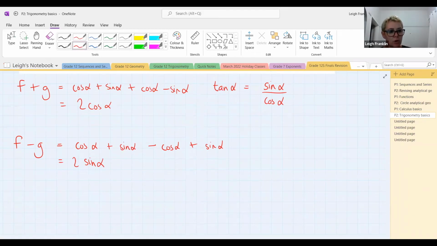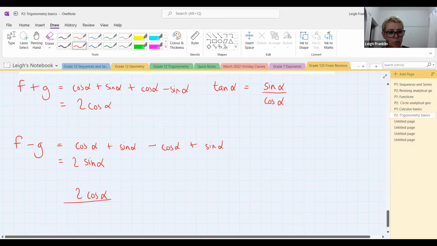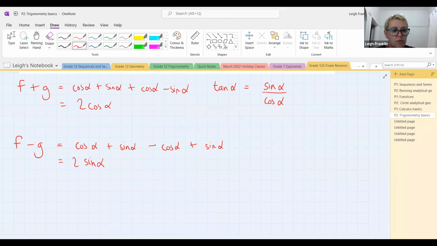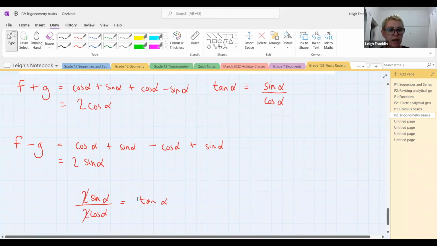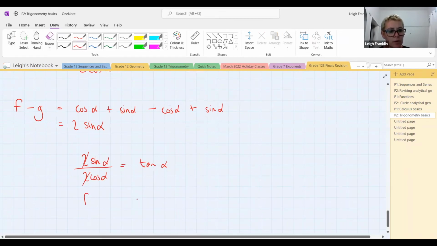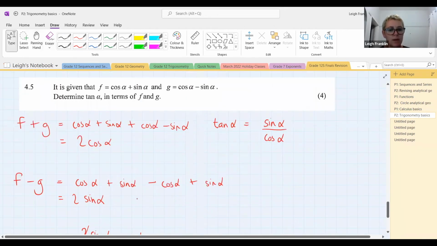And if we take 2 cos alpha and put it over 2 sine alpha, the 2s can obviously cancel. Sorry guys, wrong way around. Beg your pardon. If we take 2 sine alpha and put that over 2 cos alpha, we would end up with tan alpha. So tan alpha has to be equal to f minus g over f plus g.